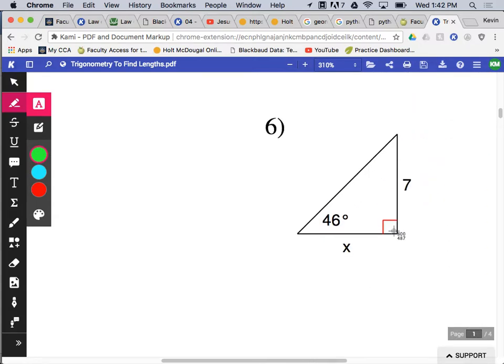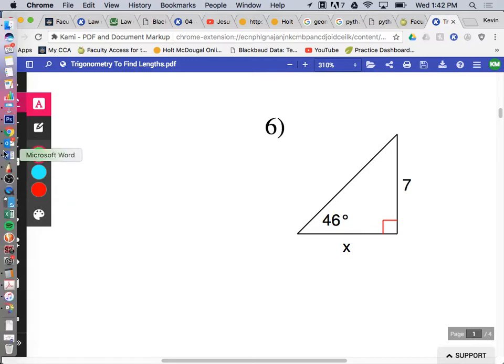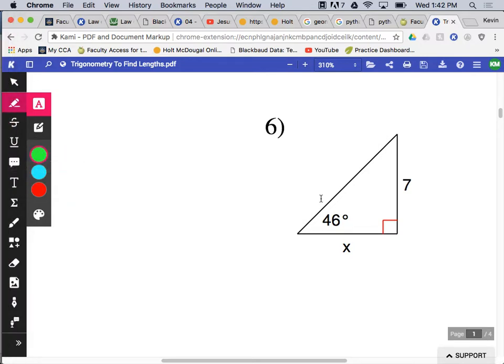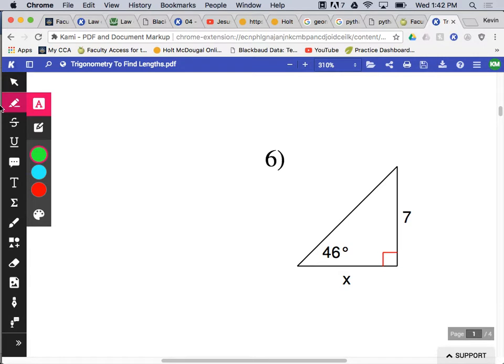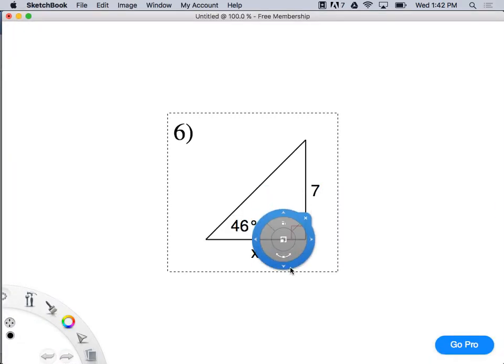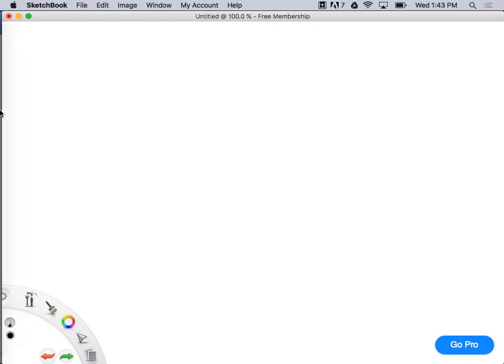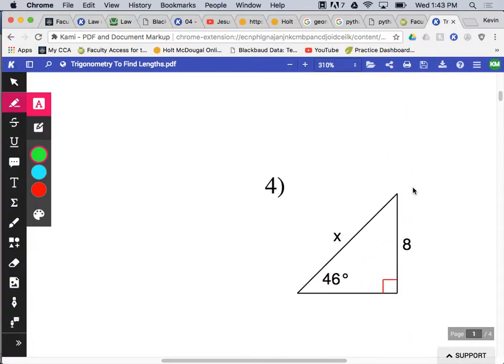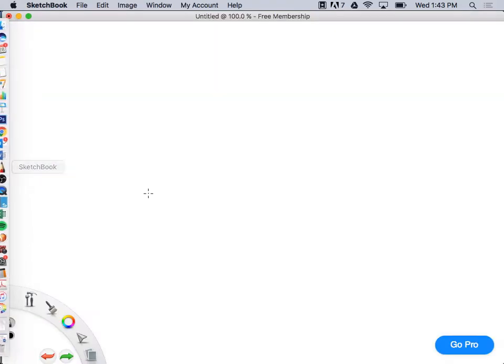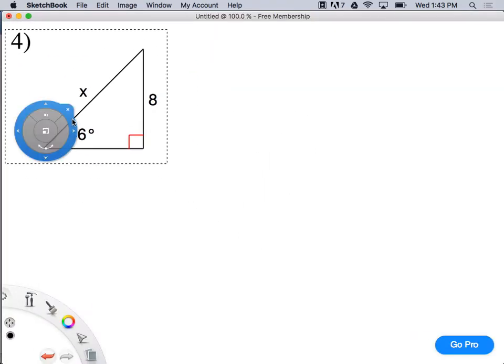Number 6. Now number 6 I'm going to do for you. Hold on one second. Actually, I'm going to do number 4, even though I've already done it for you guys, just to remind you of how to do it. And then you'll do number 6 on your own. So let's take a look. Number 4.